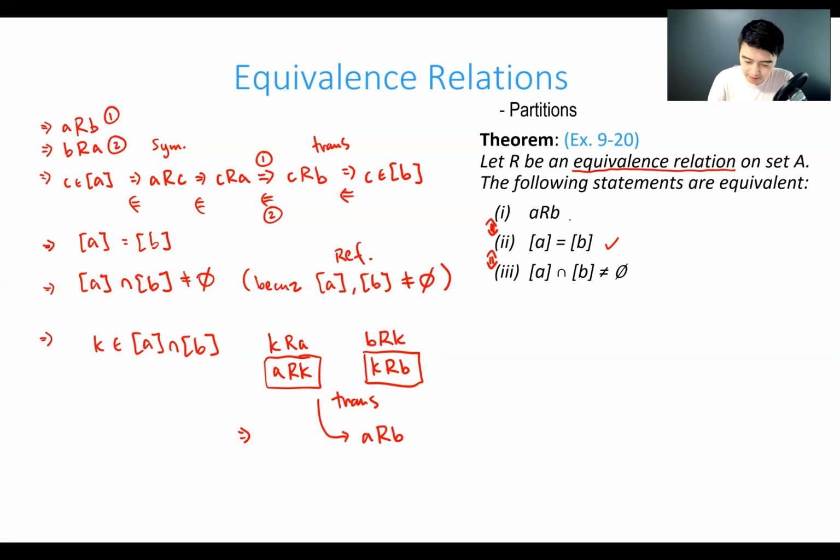So we've shown that number one implies number two, implies number three, which implies number one. And see, when we start our proof and end our proof with the same statement, then we know that every statement is equivalent. Okay, that was one of the techniques that we talked about earlier in the semester.